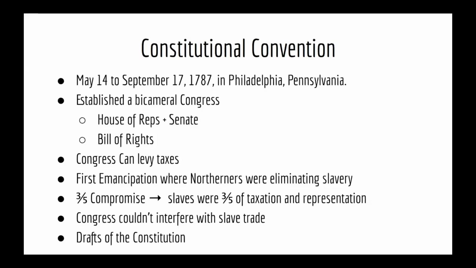But while it was successful in emancipating some part of the colonies by eliminating slavery, Congress couldn't interfere with the slave trade until later on. So they couldn't ban the slave trade. They couldn't do anything about the slave trade. And I talked about before the drafts of the Constitution.